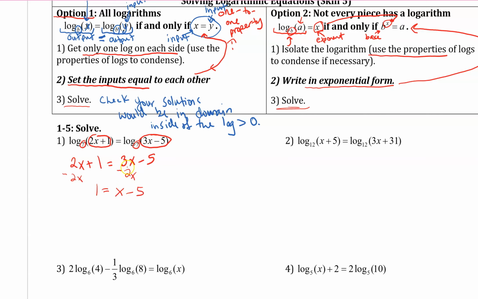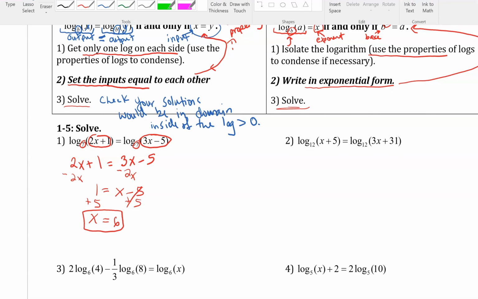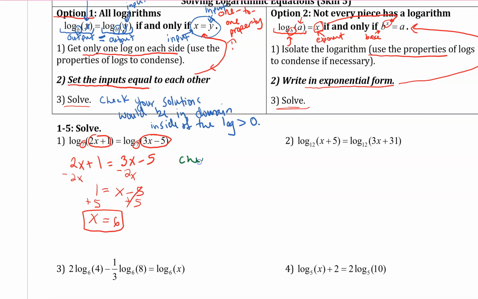So I just subtracted 2x from each side, and I'll go ahead and add 5. And I get that x is equal to 6. And if I do a quick check and I plug in 6, I can see that both of the inputs would be positive. So I'm going to do 2 times 6 plus 1 on the first side, and then 3 times 6 minus 5 on the other side.